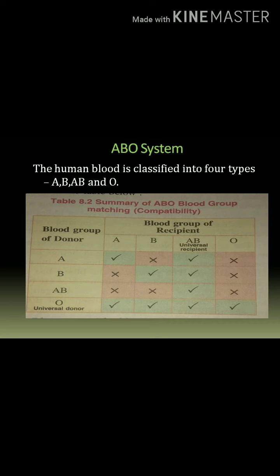Because here the reaction between the antigen and antibodies takes place, but in the blood group AB there are no antibodies, so there is no reaction between the antigen and antibodies. As well as in the blood group O there is no antigen, so they can give blood to any types of the blood groups. That's why AB is called as a universal recipient, O blood group is called as a universal donor.